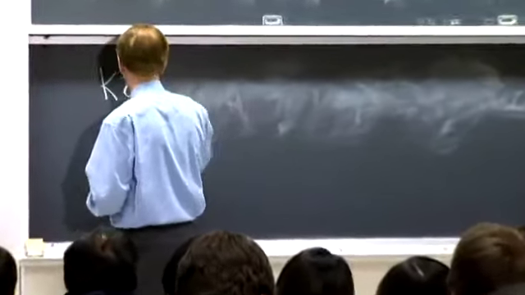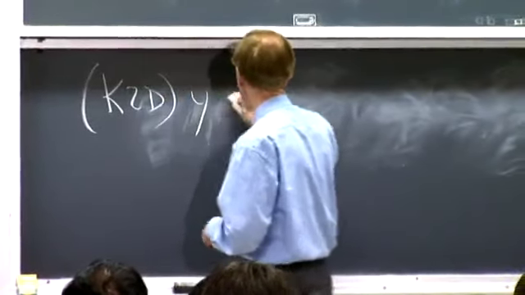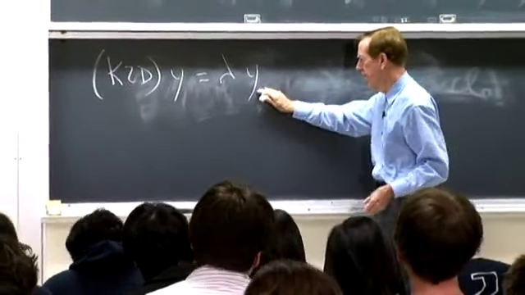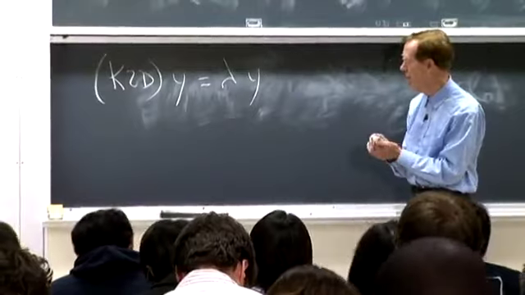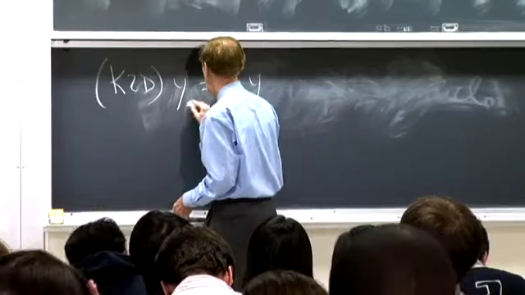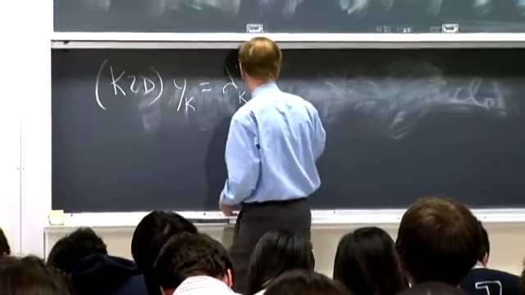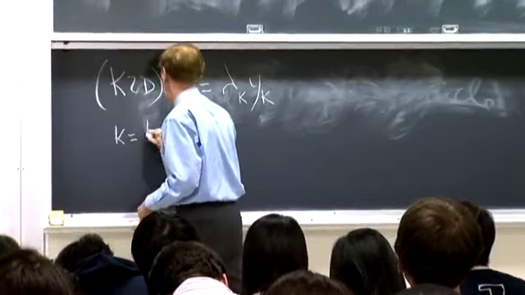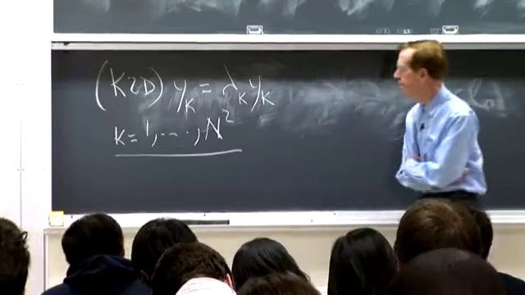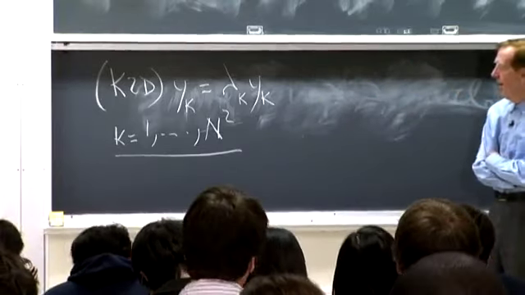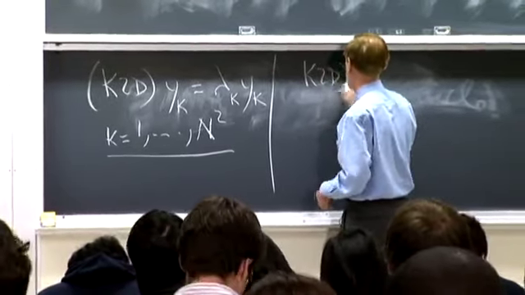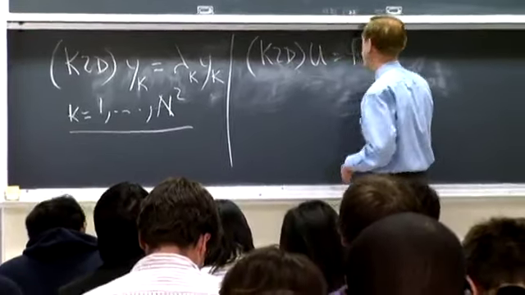So I know K2D y equals lambda y. Y is an eigenvector. Remember, it has n squared components. Lambda is a number. And I've got a whole lot of these, y_k, lambda_k, with k going from 1 up to n squared. Now I want to use them to solve K2D u equals f.